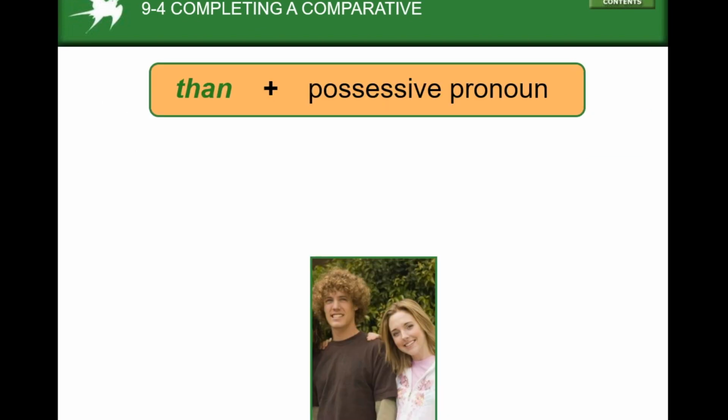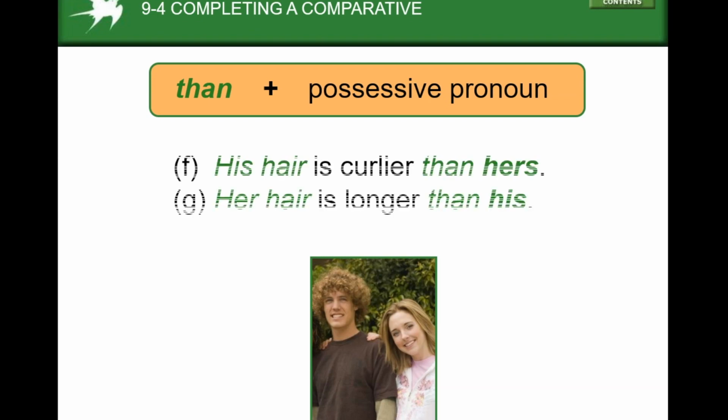Generally, we will use possessive pronouns to talk about a person, a place, or a thing that has already been mentioned, that has already been explained. For example, his hair is curlier than hers. Her hair is longer than his. You can see that we use hers to mean her hair, and his to mean his hair.